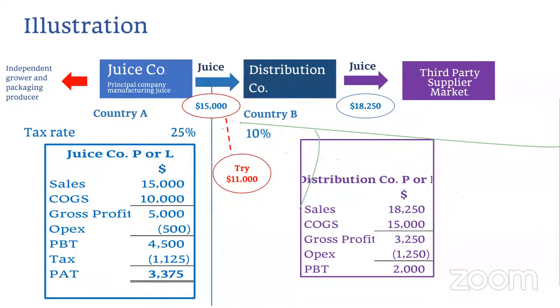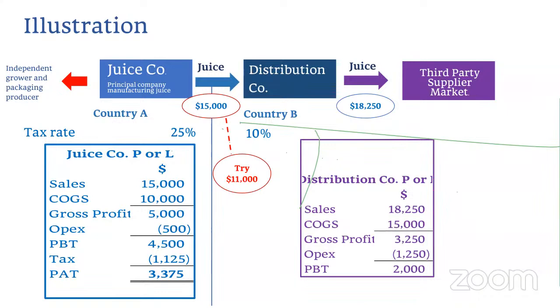Now, what he has bought from the independent grower, don't forget, is a manufacturing company. He manufactures, he puts in all the ingredients and everything. Then it comes out as packed juice that he now decides to send to Distribution Co. that is in a different tax jurisdiction. He sells these products to Distribution Co. at $15,000. Because Juice Co. is the parent company and Distribution Co. is a subsidiary, that price of $15,000 is called the transfer price.